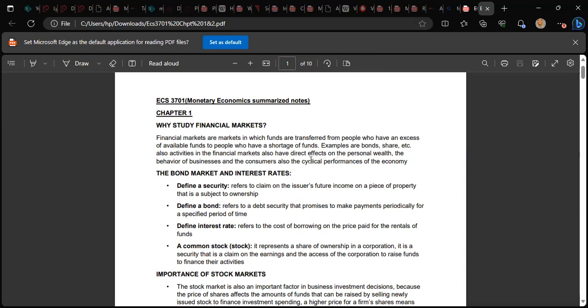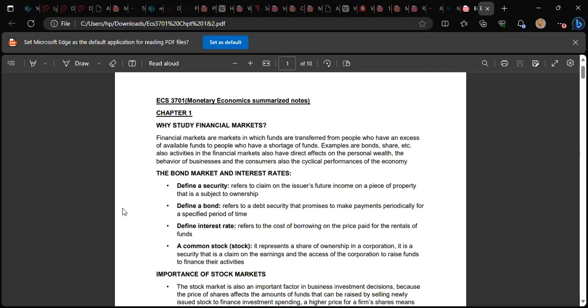So why is this important? Because it has a direct effect on personal wealth, right? The behavior of businesses and consumers. Also, again, we're looking at the cyclical performances of the economy. So the financial markets, I think if you recall, every time there is a crash in these financial markets, it basically affects every other thing within the market, right? Basically, it doesn't function properly. Some of the reasons why third world countries are not doing so well is probably because of their financial markets. This is the blood of the economy, right? So once it goes wrong here, it basically goes wrong everywhere, right?